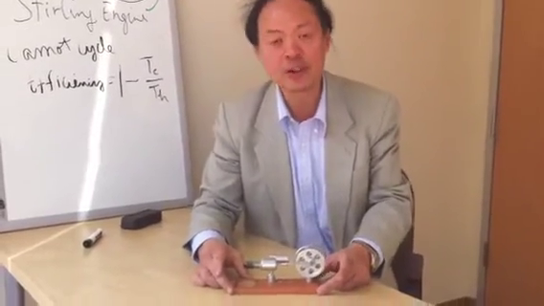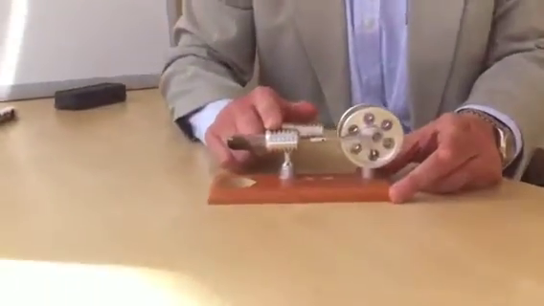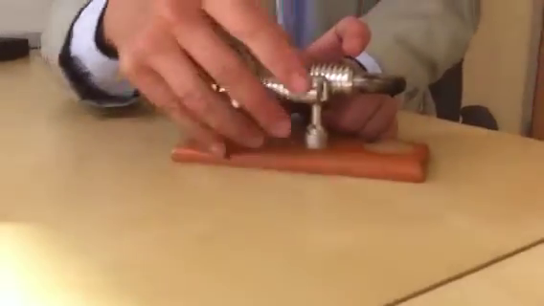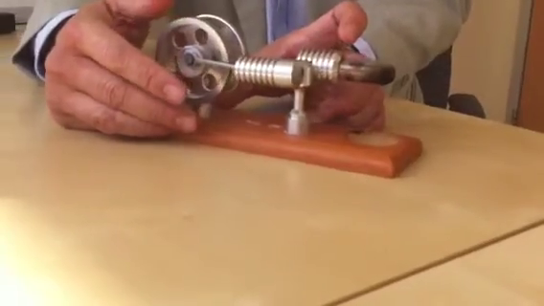A Stirling engine actually has two cylinders. On this side, you have the hot cylinder, and on the other side, you have the cold cylinder. Now, both cylinders are tied to two flywheels that are synchronized.